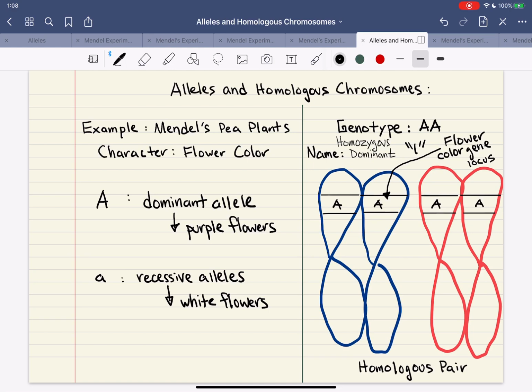Okay, let's go on to our next genotype. So I'm going to erase this. What if the pea plant has one of each? What if they are heterozygous?